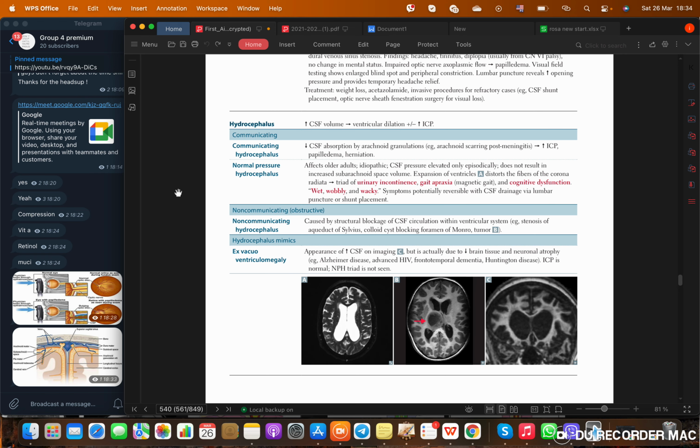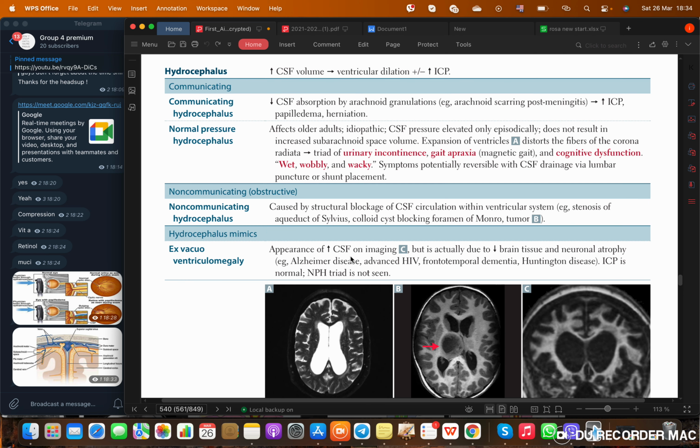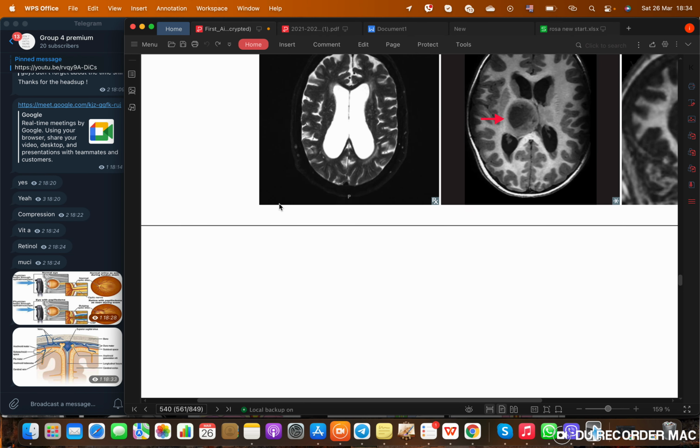The next cause is normal pressure hydrocephalus, pretty common, guys. It affects all people. It's idiopathic, we don't know why it happens. The CSF pressure is elevated only episodically, which means the patient is normal, suddenly they have symptoms, and then they are normal again. It does not result in an increased subarachnoid space volume, however. So when you do the CT scan, initially it will be normal, but eventually the ventricles will be huge.